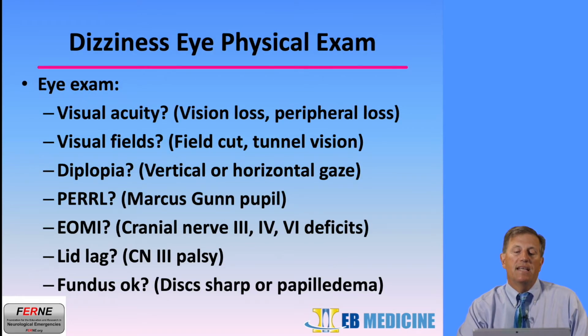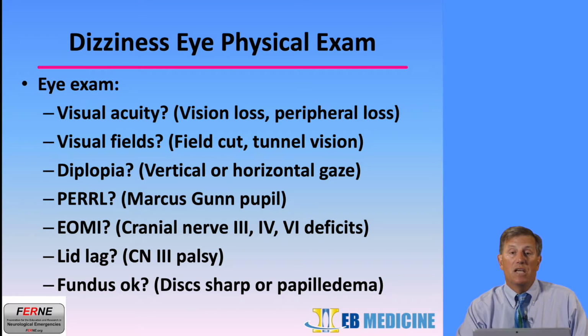What about the dizziness eye physical exam? We want to know about visual acuity. Is there any evidence of vision loss or peripheral vision loss? What about the visual fields? Is there a specific visual field cut, or is there tunnel vision, loss of peripheral vision? Is there diplopia, either with vertical or horizontal gaze?